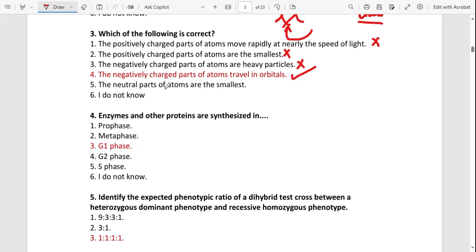The neutral parts of atoms are the smallest. Again, neutrons are the neutral parts, and protons, which are positive parts, are found in the nucleus, so they actually have the same mass.